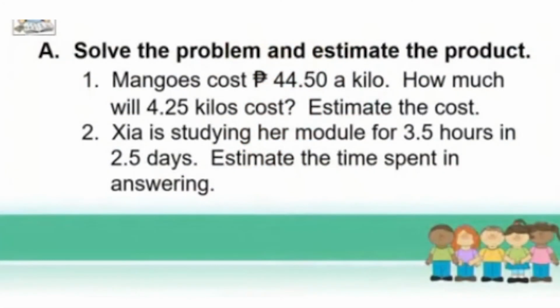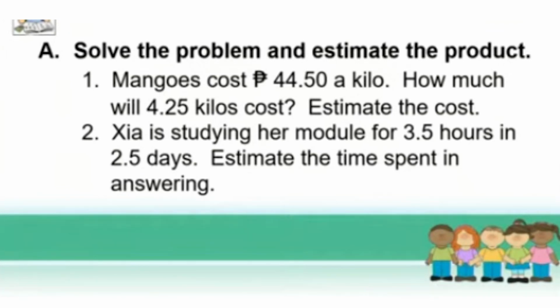Another one. Let's solve the problem and estimate the product. Number 1. Mangoes cost 44 pesos and 50 centavos a kilo. How much will 4.25 kilos cost? Estimate the cost. So in this problem, what is asked? Next, what are the given data? And what operation to be used? Always remember, in getting the estimated product, estimate first the multiplicand and the multiplier before you perform the complete operation.